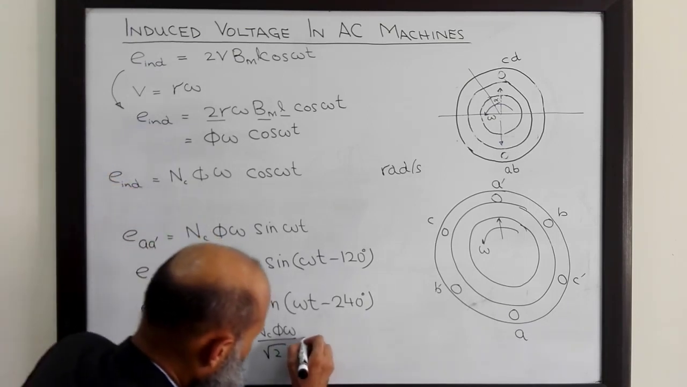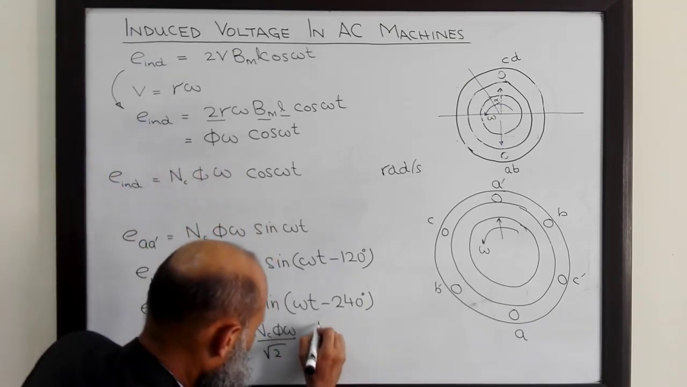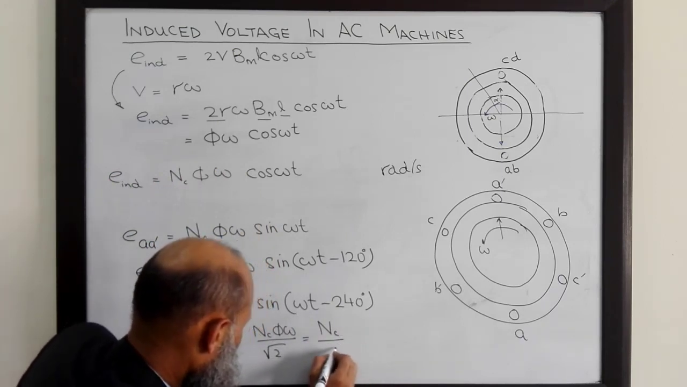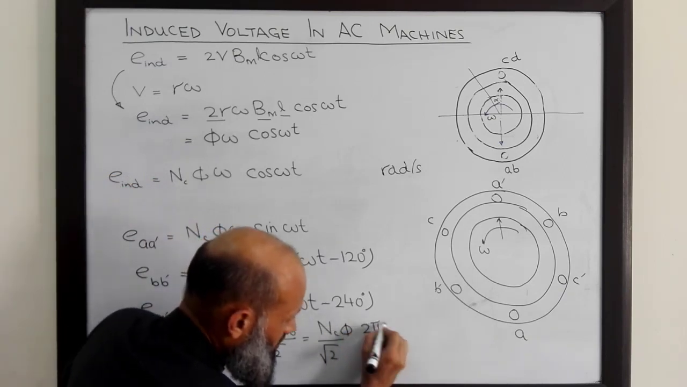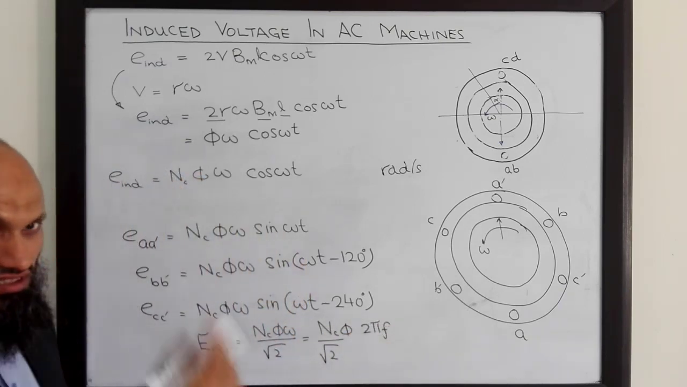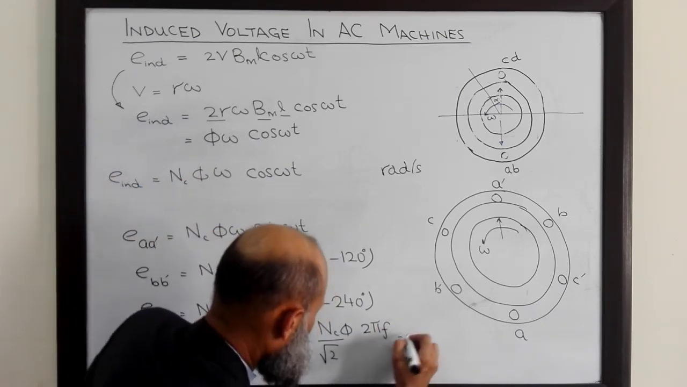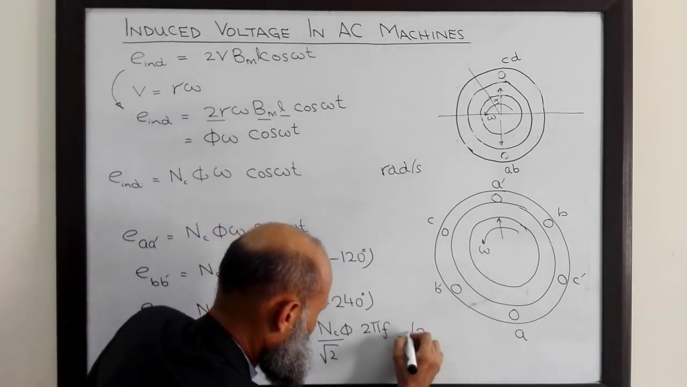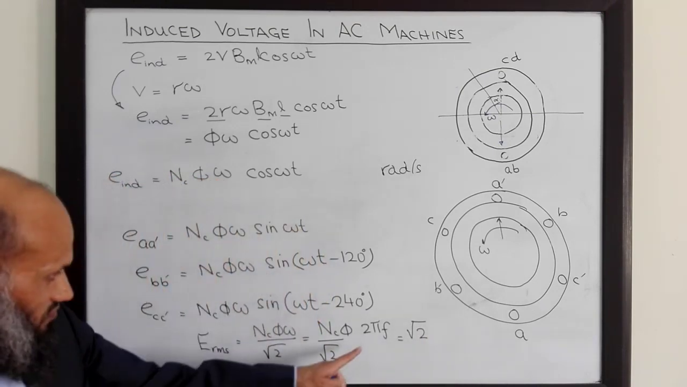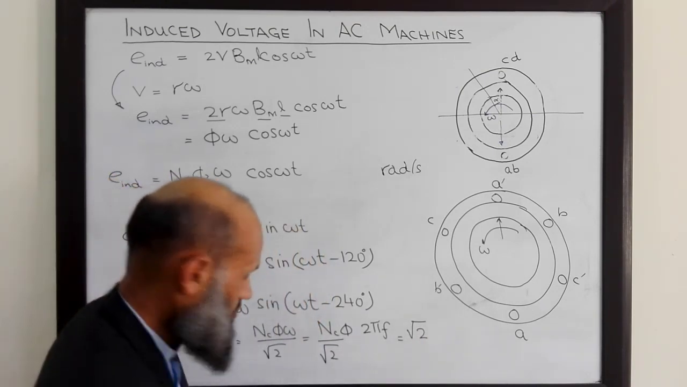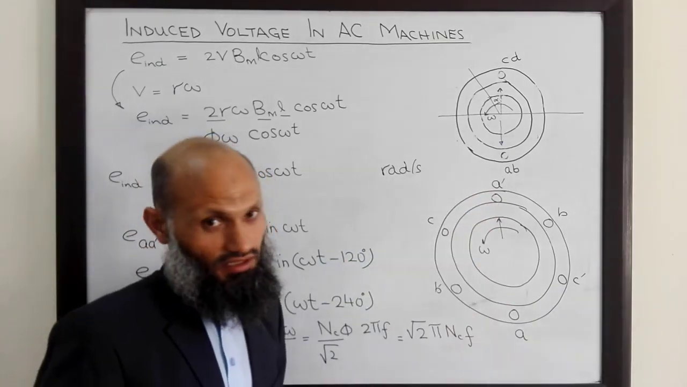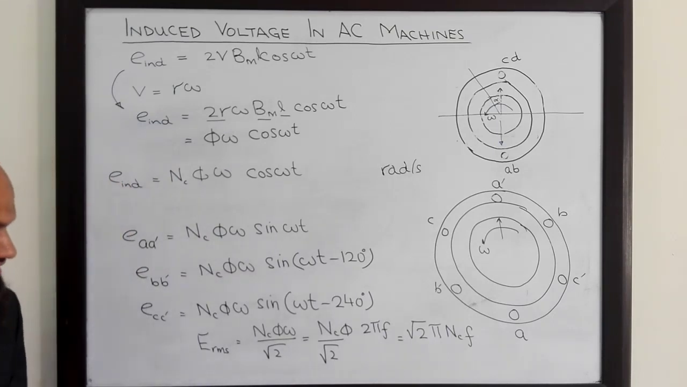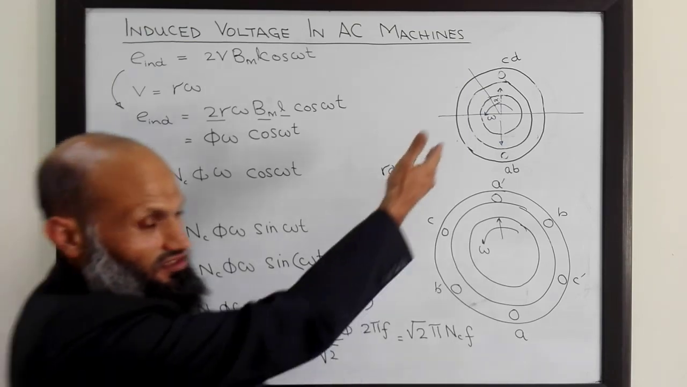So if we write the same expression in cycles per second, we have NC phi omega divided by square root of 2. Omega is 2 pi multiplied by the frequency, which is in cycles per second. Therefore, the 2 and the square root of 2 combine to give square root of 2 pi NC f phi. That is the RMS value of voltage induced in these 3-phase coils. In the next lecture, we shall derive an expression for induced torque in this real AC machine.